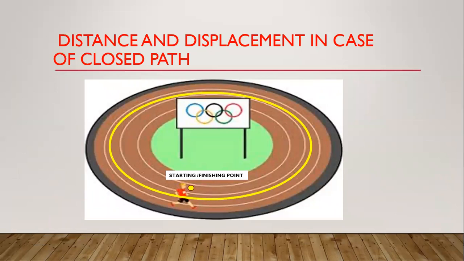So let's discuss distance and displacement in case of a closed path. Let's suppose on a track an athlete runs exactly once around the track, and the path length he covers is 500 meters. So the distance he covered is 500 meters, but the displacement in this case will be 0, because you can't see any change in his position. Or we can also say that the distance the athlete has traveled is equal to the circumference of the circle, and displacement again will be 0, as there is no difference between the 2 points.